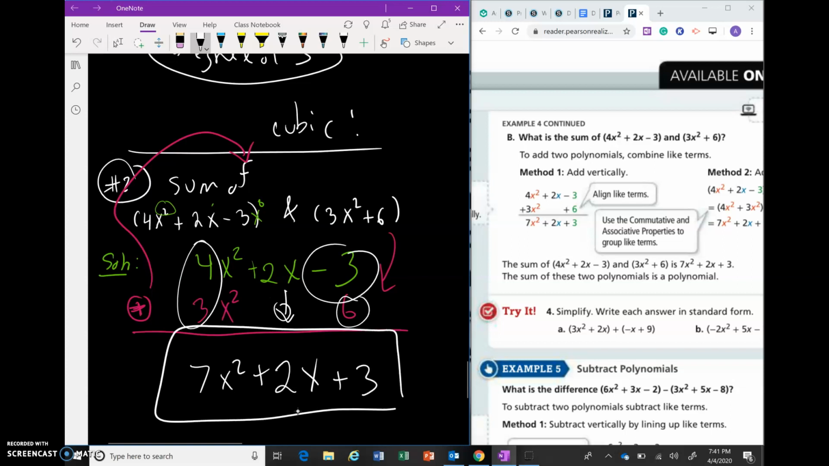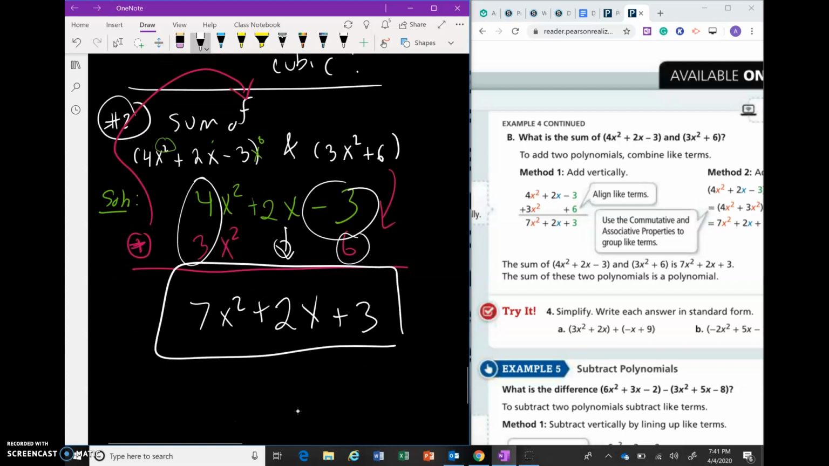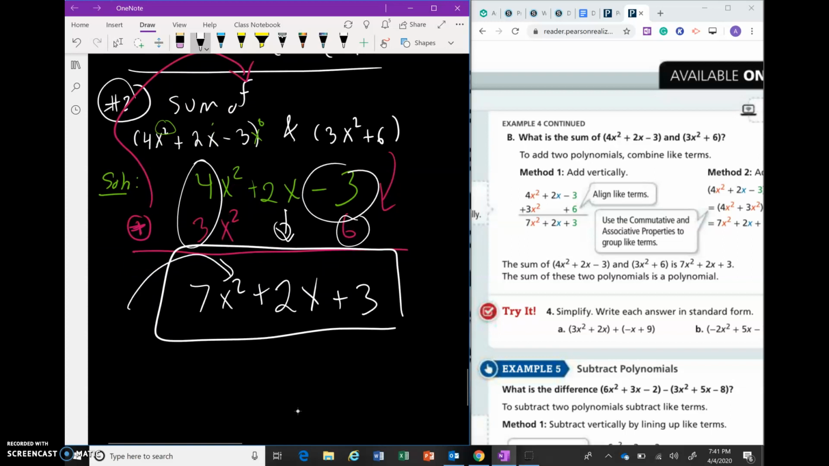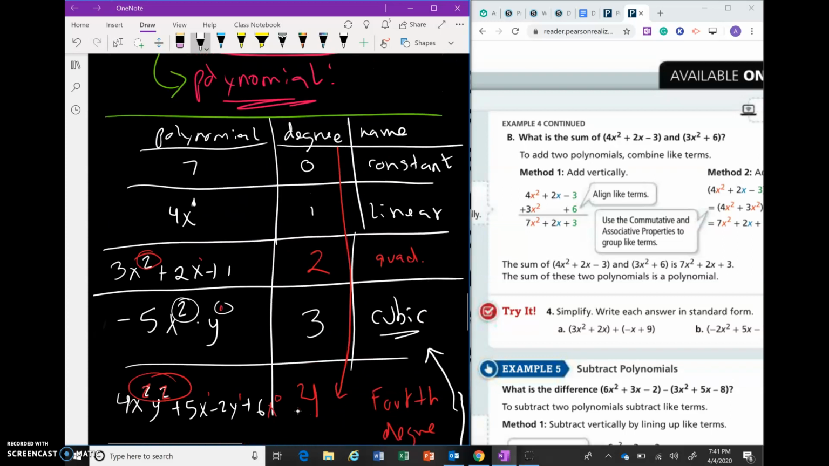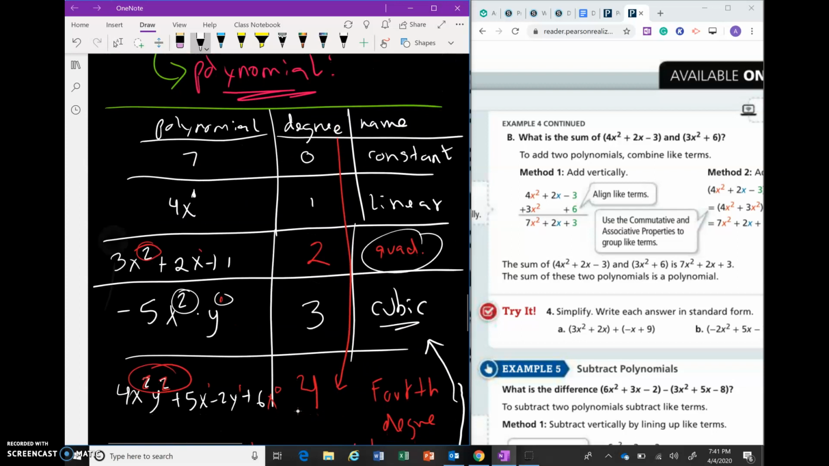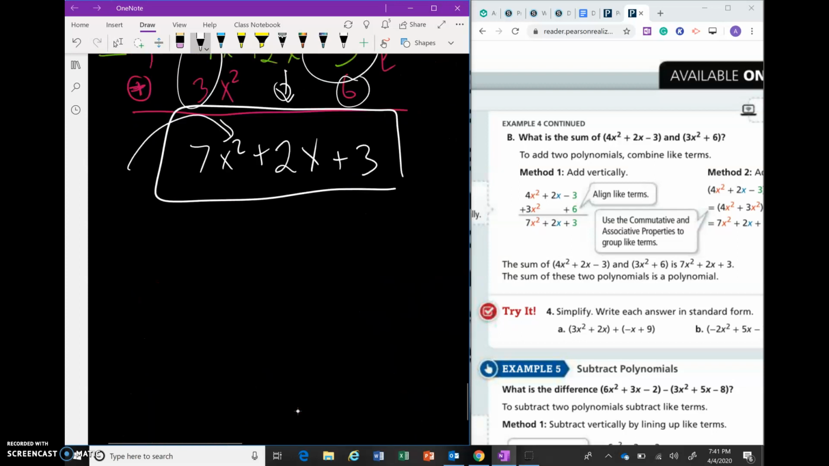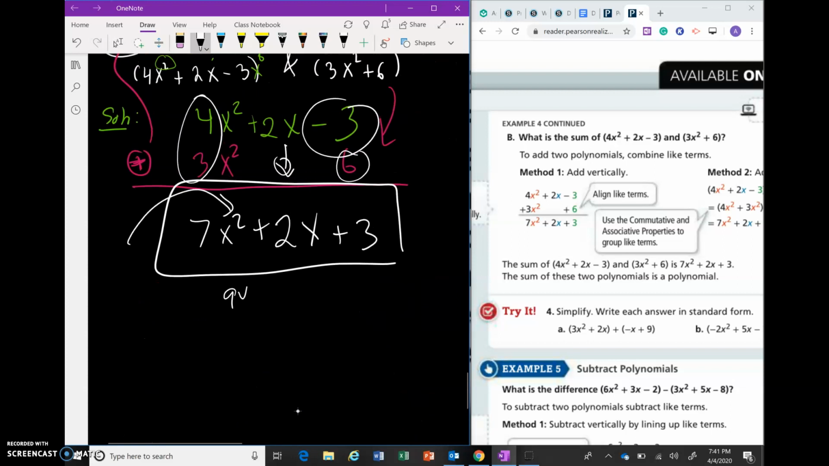So this is your new polynomial with degree 2. Let's see if you remember, degree 2, we call it a quadratic. So this would be a quadratic function, but we call it a polynomial because we have all these monomials being added together. All right, so that's example 2.